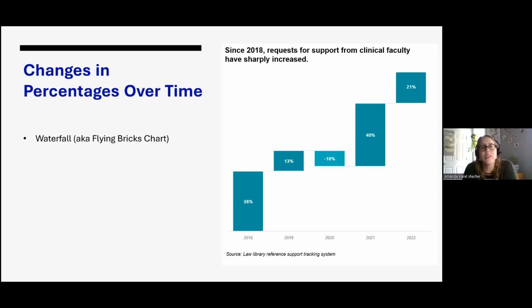And then you can see the overall trend without getting hung up on, oh, it was only a 38% increase versus the year that we went down by 10%. It helps you see that trajectory as well as the size of some of these leaps in demand from the clinical faculty.